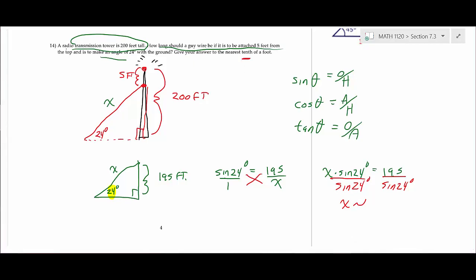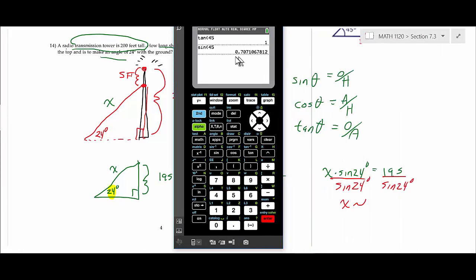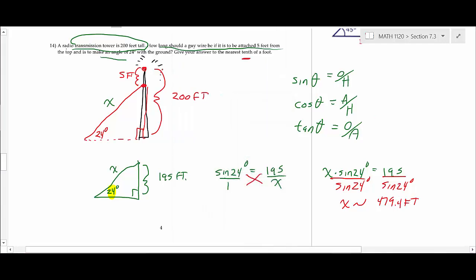So what you have to do now to finish the problem up is go to your calculator. You have to be in degree mode, so you always want to check that. Sometimes students forget about that and they get weird answers, so think about your answer. If you were in radians, your answer wouldn't make any sense whatsoever. So all we have to do is go 195 divided by sine of 24, and then we'll round that off. So that's going to be about 479.4 feet. What we just found in this diagram is the length of the wire.